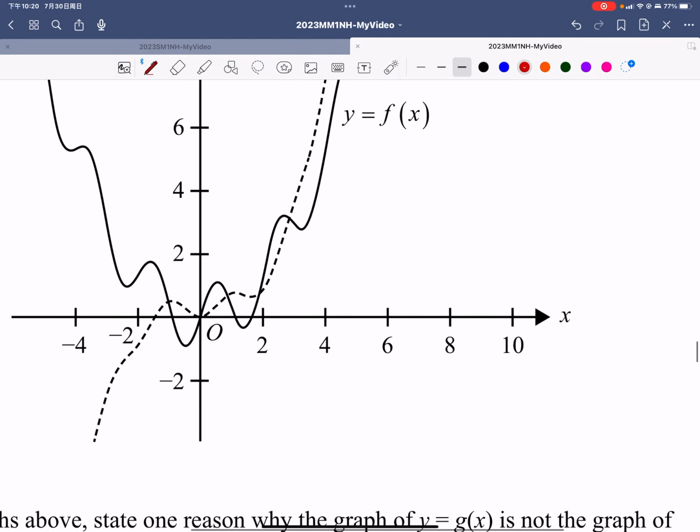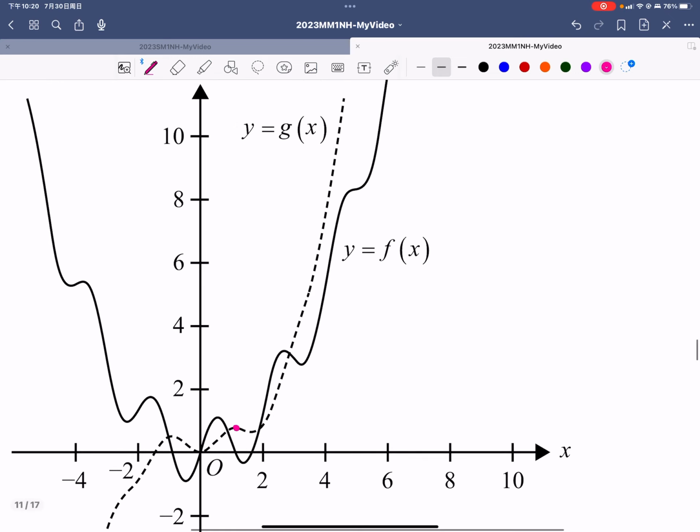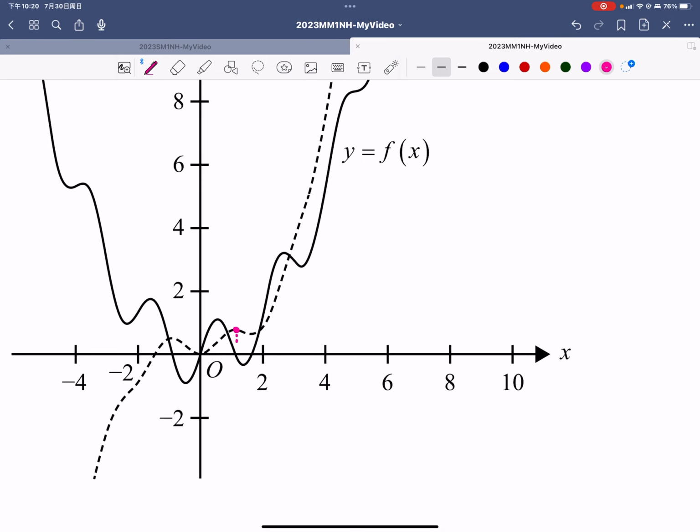Okay, so let me change to a thinner pen. So let's say if I choose one stationary point here along the graph g of x, it actually aligns to the x-intercept of f of x. So if I choose another stationary point here, okay, right, it also matched another x-intercept. And the stationary point here, yep, it also matched the x-intercept of 0, 0. Here is another stationary point, yep, aligned. Another stationary point, aligned, okay?